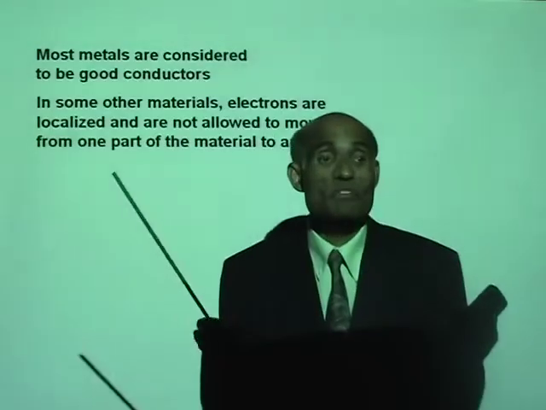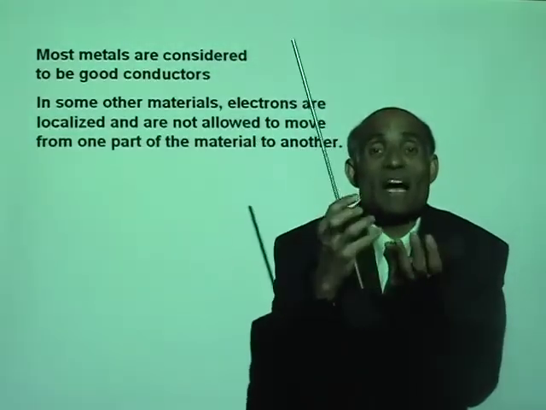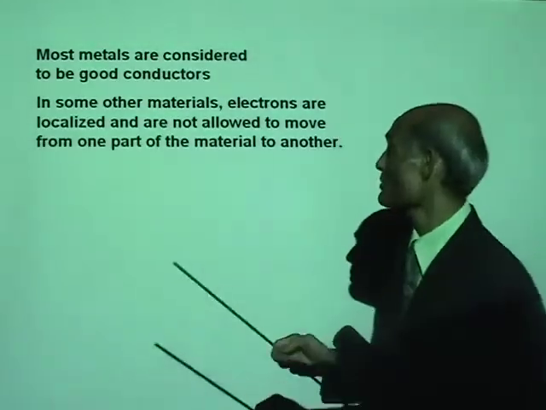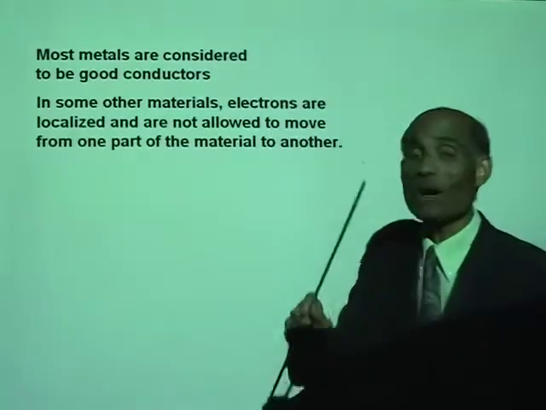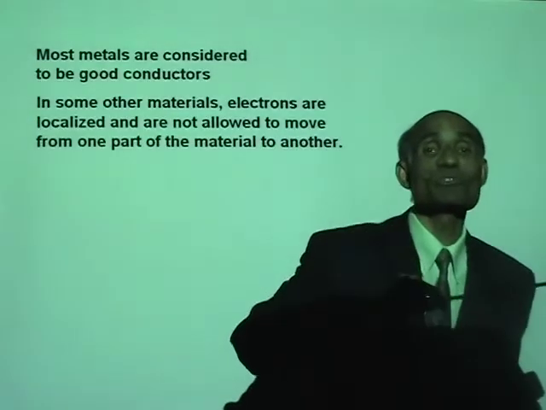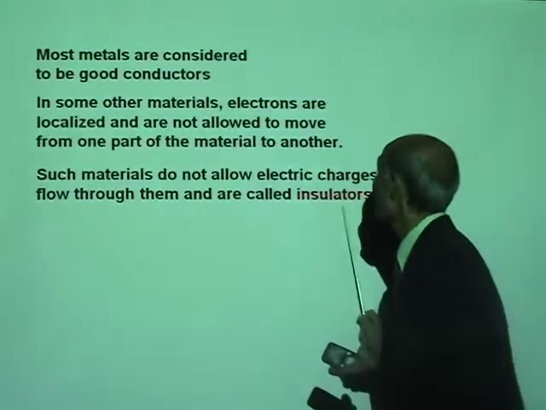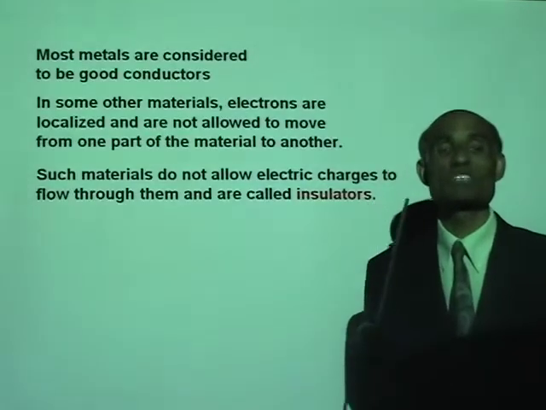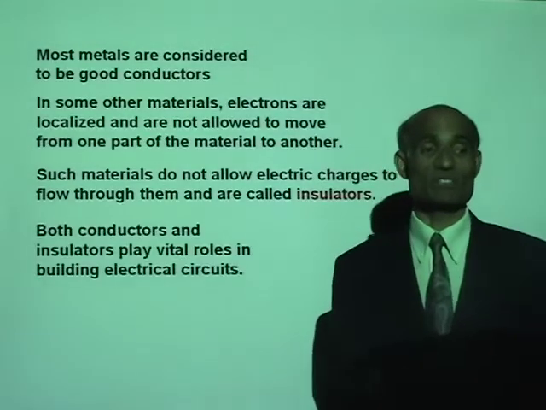In some other materials, electrons are completely localized and are not allowed to move from one atom to another, and they cannot therefore move from one part of the material to the other, and therefore they are insulators or bad conductors. So you must be able to distinguish between conductors and insulators.